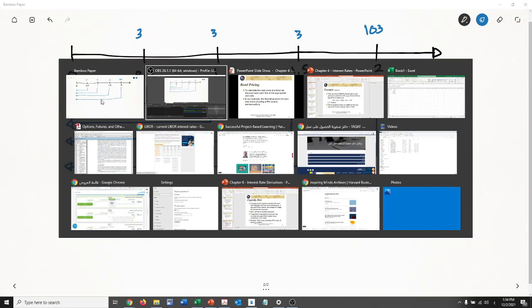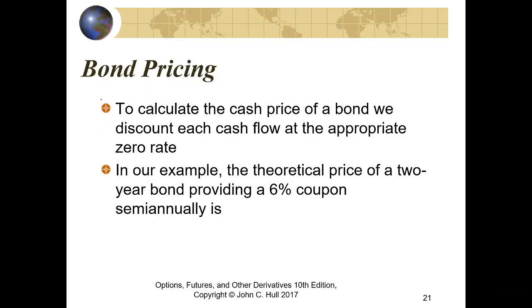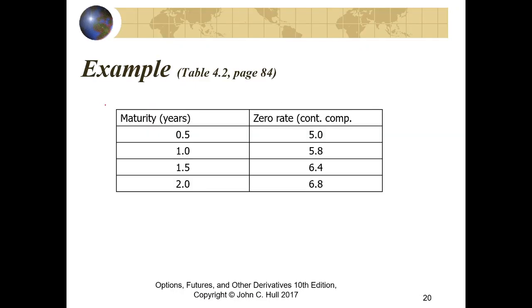So here we turn to the market. We found the zero rates are 5% for a maturity of 6 months. So I will use this to discount the first coupon payment. The second coupon payment, I will use 5.8% to discount it, because it is the appropriate rate. It will mature after 1 year. And after a year and a half, 6.4%, and after 2 years, 6.8%.